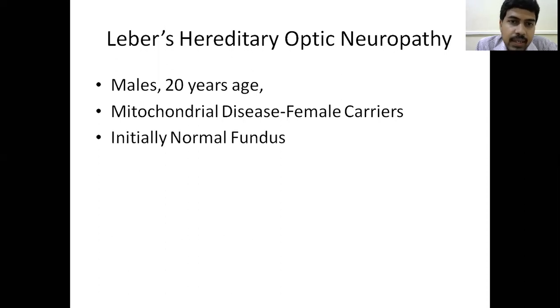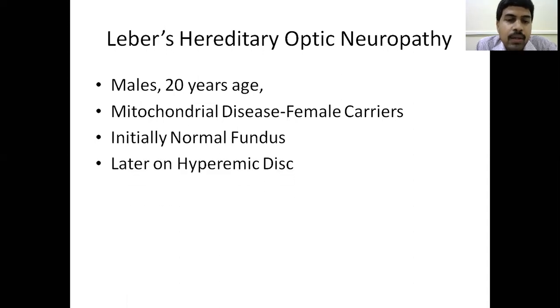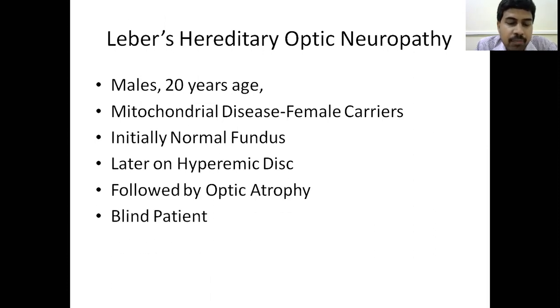Females are carriers. Initially, the fundus is normal, just like your retrobulbar neuritis. I told you, Leber's hereditary optic neuropathy is one more differential diagnosis of retrobulbar neuritis besides malingering and hysteria. Later on, after 1 week or so, the disc will become hyperemic, followed by optic atrophy, and the patient will be blind forever. I have seen such cases. I have seen 3 cases in my PG days.